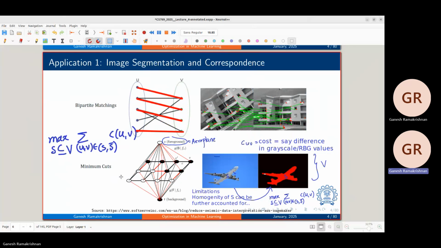Is there any reason you would prefer the first one or the second one? One is to minimize the intra-region cost, right? Yes.